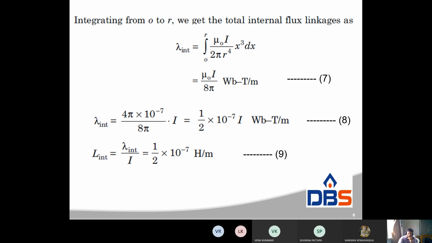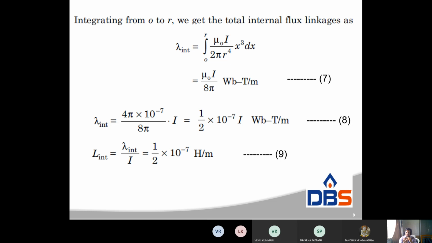Don't bother, you remember only equation 7. The internal flux developed inside the conductor is mu 0 I by 8 pi. That's it. To find out internal inductance, internal inductance is equal to internal flux linkages by current. So that is mu 0 I by 8 pi by I, I cancels. Mu 0 by 8 pi is the internal inductance occurring in the conductor. That is the constant value, mu 0 by 8 pi. Right? Substitute mu 0 value, 1 by 2 into 10 power minus 7 Henry per meter.